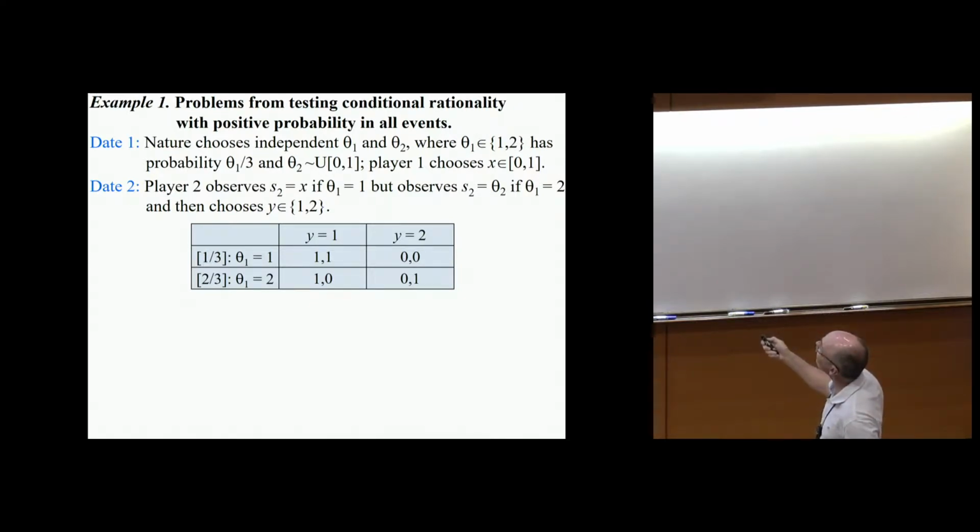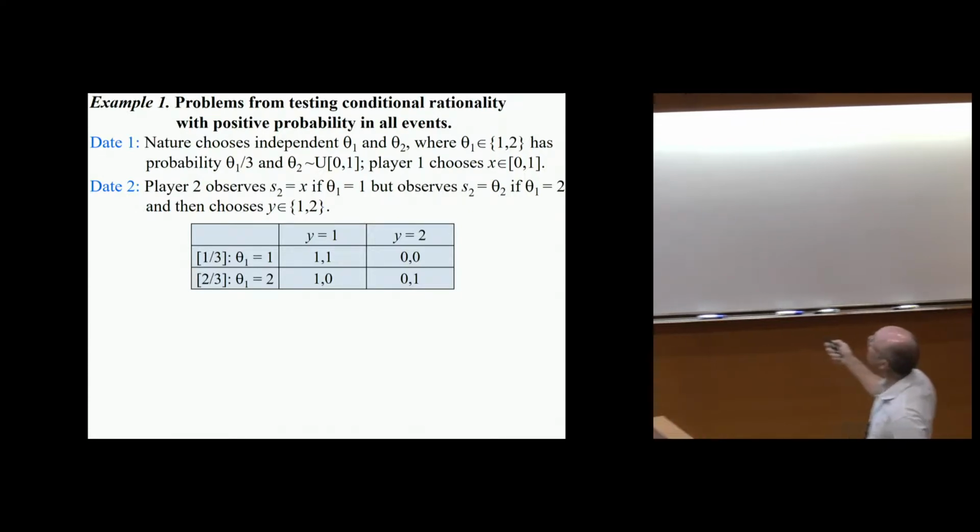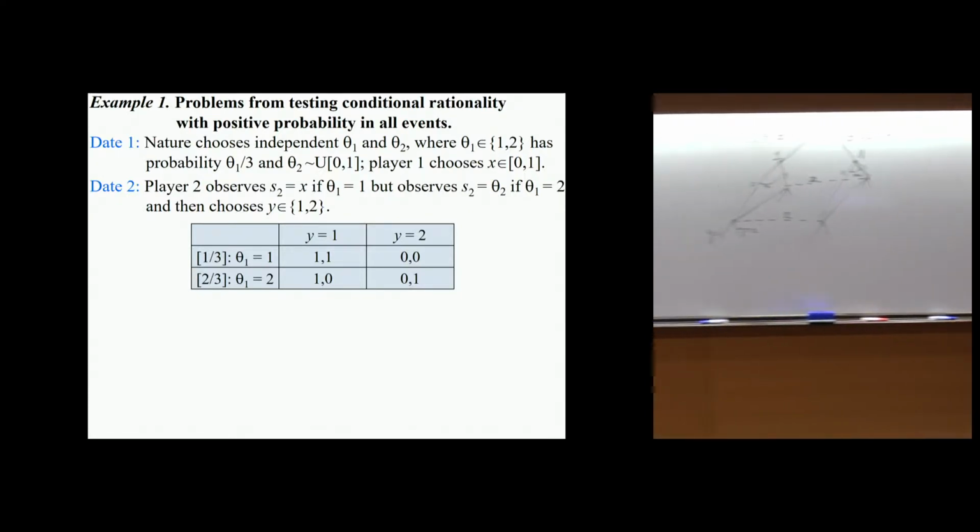Player 2 would like to match the first coordinate of the state. So if the first coordinate of the state is 1, player 2 gets a payoff of 1 if she chooses 1. She gets a payoff of 0 if she chooses 2. If the first coordinate of the state is 2, player 2 gets a payoff of 0 if she chooses 1, and 1 if she chooses 2. So player 2 would like to match the first coordinate, 1 or 2.